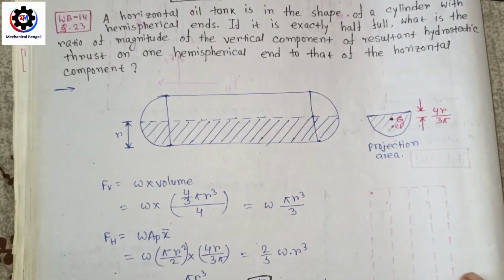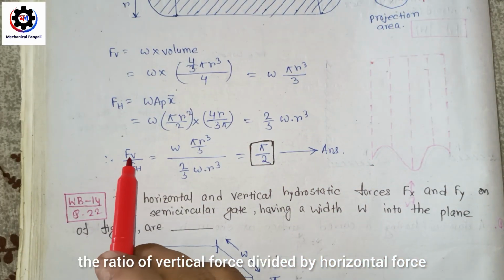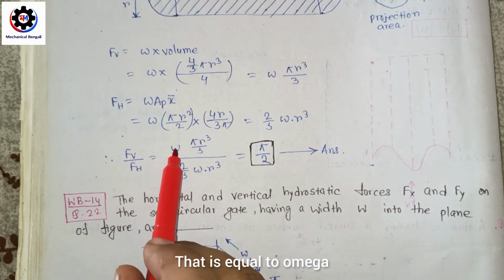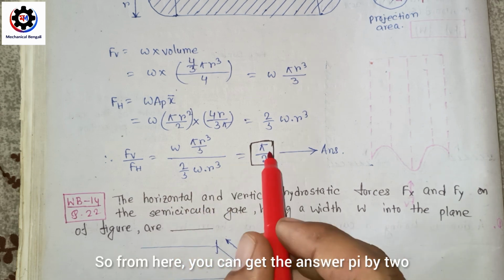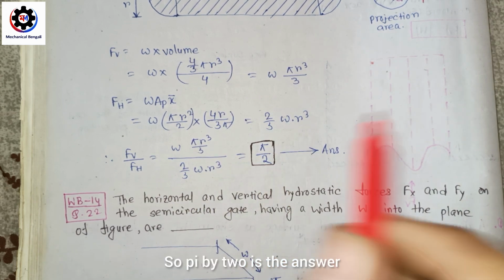So in the question, what is given, you have to find out the ratio of vertical force divided by horizontal force, that is equal to omega pi r cube divided by 3, divided by 2 by 3 omega r cube. So from here you can get the answer, pi by 2. So pi by 2 is the answer.